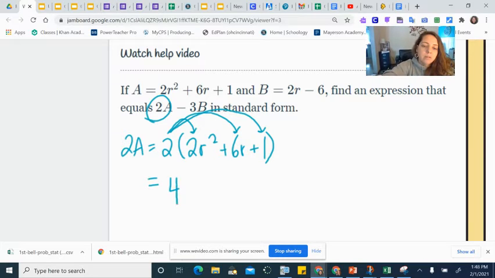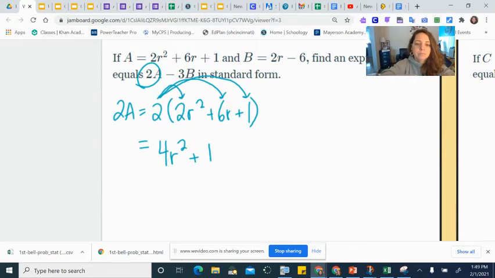So now we have 4R squared and then plus 2. Okay. So are there any terms that I need to combine? Nope, they have different letters and exponents. We're okay. So there's 2A. Now I've got to do negative 3B.